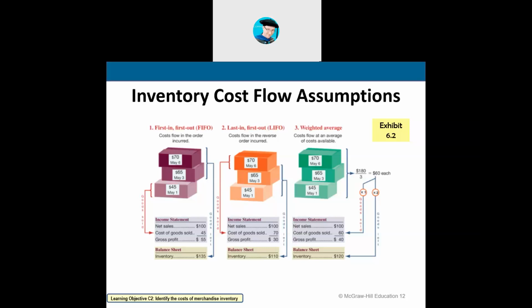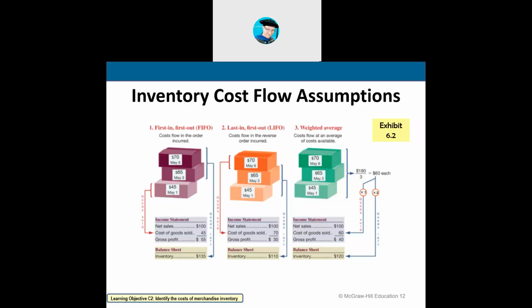Sales minus cost of goods sold equals gross profit. In this case, cost of goods sold is $70. 100 minus 70 is 30. The remaining inventory, which is inventory I purchased earlier on, is my ending inventory balance on my balance sheet. In this case, it's $110, 45 plus 65. That's last in, first out.